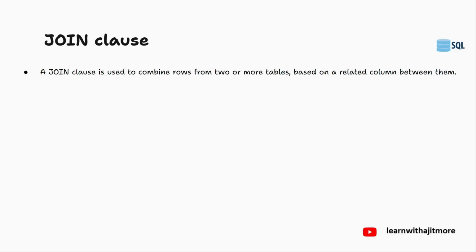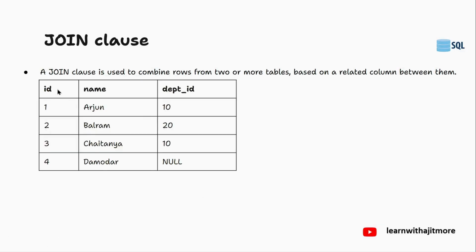Because here everything is stored in the form of a table and the tables are related to each other based on some column. Okay. As an example, I'm showing. I'll show you the demonstration of each and every type of join later. Don't worry. So, when to use a join clause, I hope you got it.